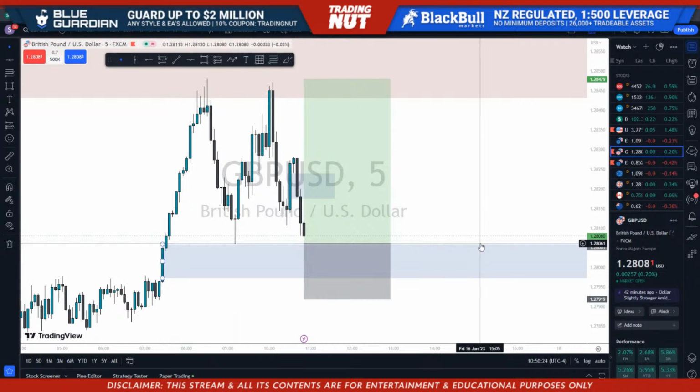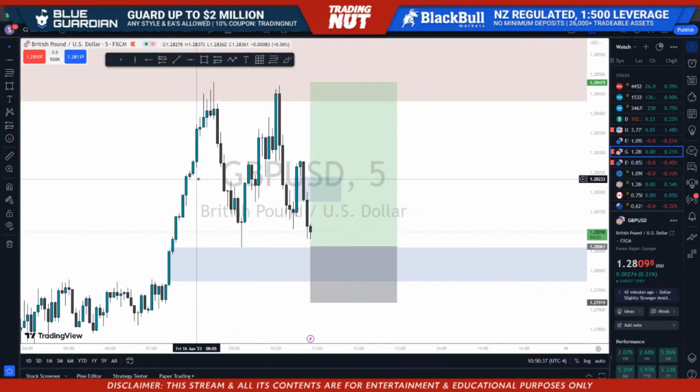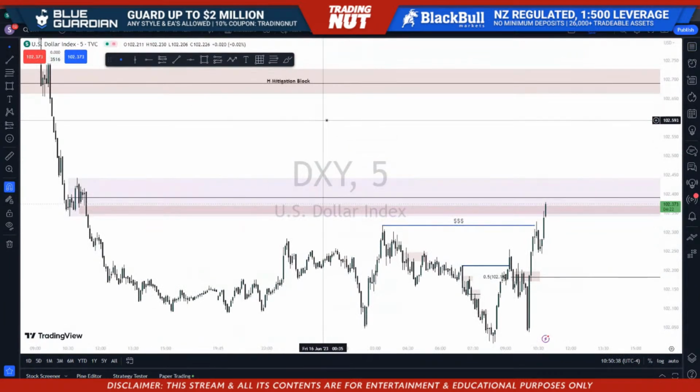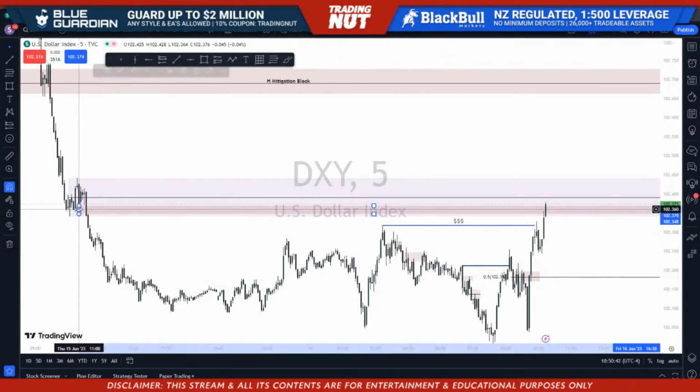Let's see. This trade, if I have to rank it 1 through 10, I would say this is a 7, 8 out of 10. Let's see, filled in that fair value gap.